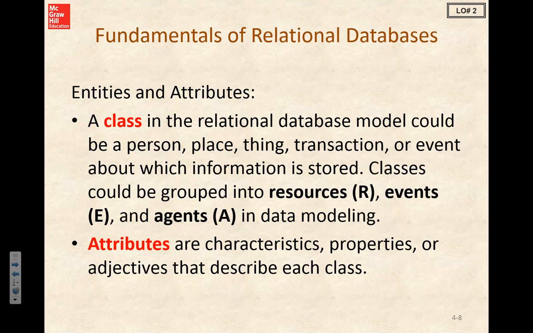Okay, we've got a class. And a class in the relational database model could be a person, place, or thing, transaction, or event about which information is stored. And they could be grouped in that REA, resources, events, and agents, that we also have previously taken a look at. Attributes are characteristics, properties, or adjectives that describe each class.